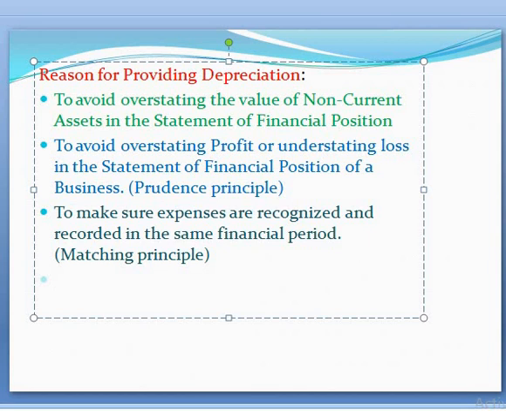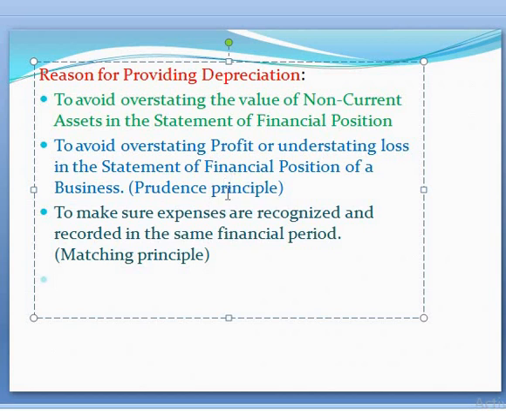So when you are depreciating a non-current asset, you are trying to avoid overstating non-current assets because they have lost value. So you show the actual value of that asset. At the same time, provision for depreciation is an expense. So if you overlook it, you're also going to overstate profit. So both of these apply the prudence principle.